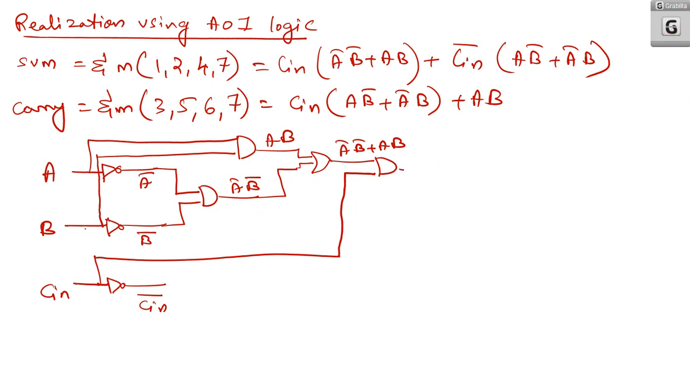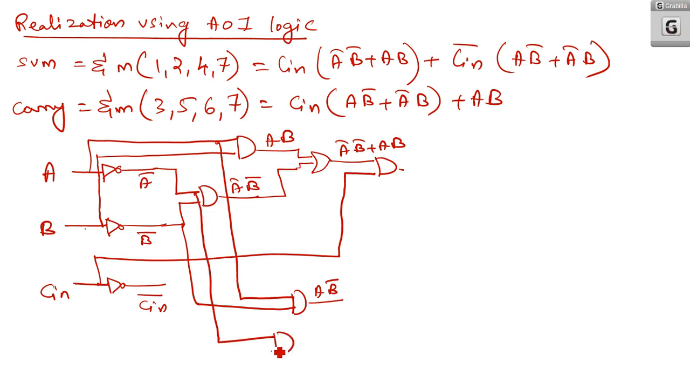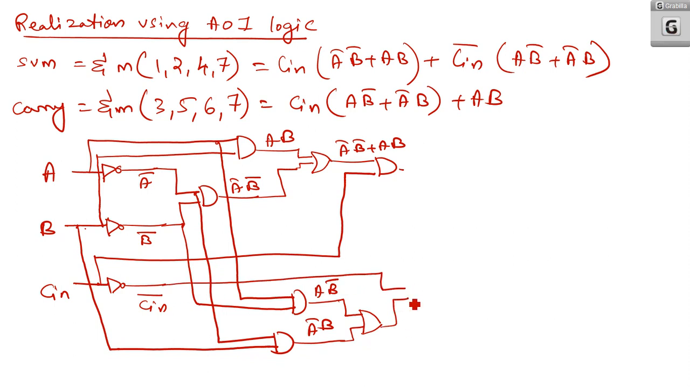Okay. Now next one is AB bar or A bar B. So A is there, so this is A B bar. Then A bar B. A bar is here, B is here. So this is A bar B. Those two are ORed, and that OR combination is ANDed with Cin bar. Okay.